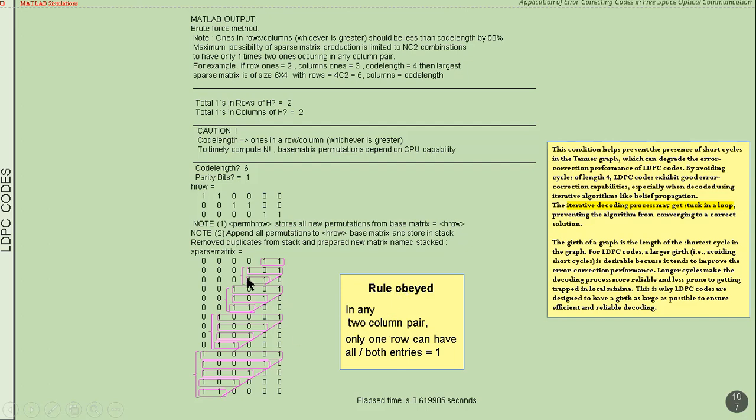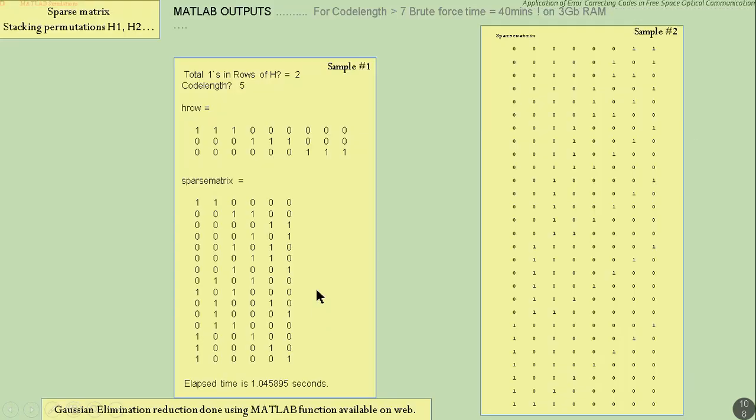I further wrote the code and I could make these. So I have obeyed the rule of two column pairs having one, and this is one sparse matrix. Having made the sparse matrix, I have generated some samples. These are the sparse matrices generated by my MATLAB code. Then I generated the generator matrix using another online reference on YouTube.